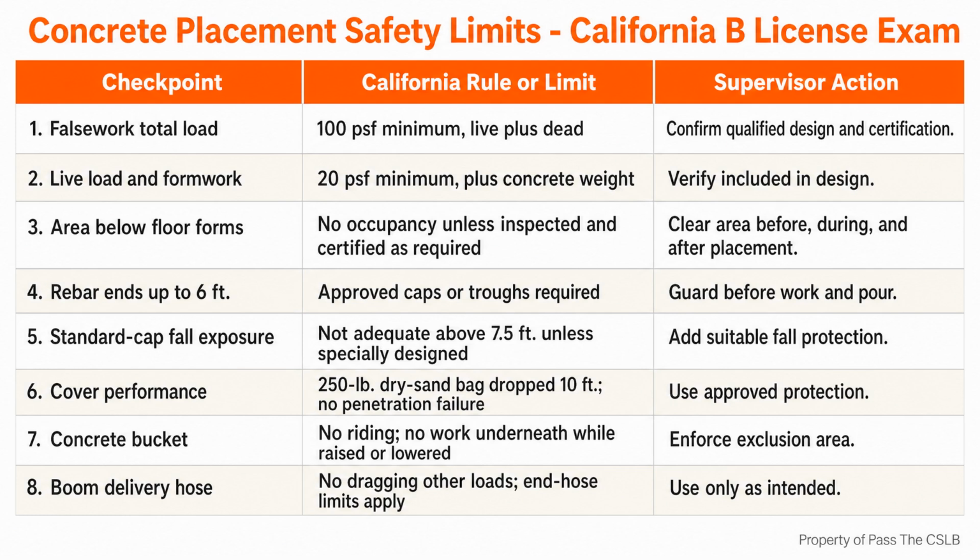Exposed ends extending up to 6 feet above grade must be guarded with approved covers or troughs. The cover has to be an actual impalement protection device, not a bright plastic marker that merely makes the steel easier to see. California safety orders prohibit using standard impalement caps for fall protection above the stated height unless the caps are specially designed for the increased impact. They also require the approved cover to survive the specified sandbag drop test. I do not need to perform that test on site. I need to verify that the protection being used is approved for the exposure.